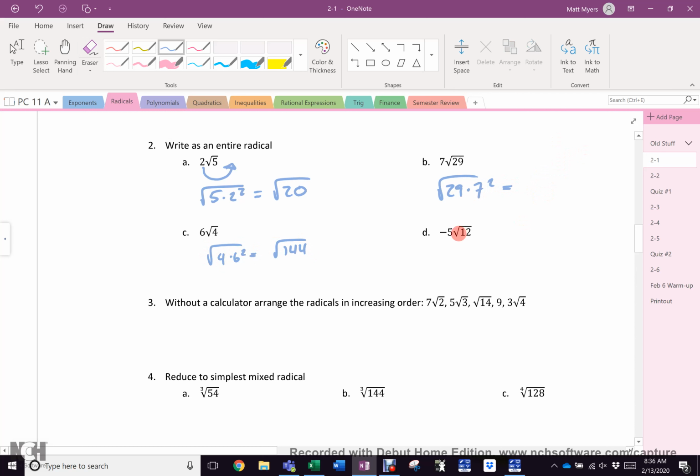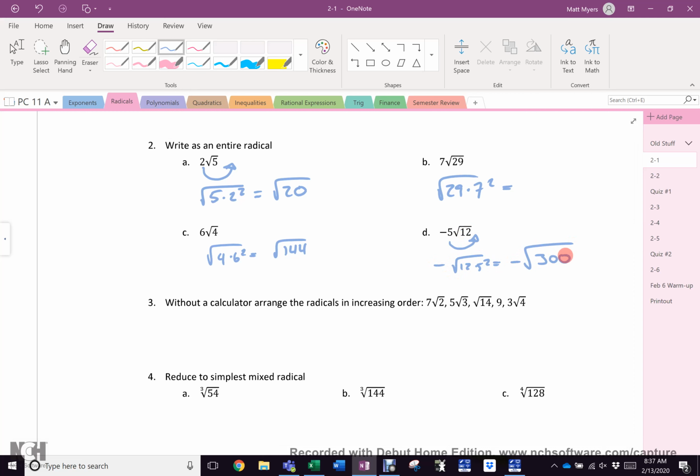And this one is tricky. What is going under there? 5 squared, not negative 5 squared. Because this answer, even though negative 5 squared and 5 squared are the same thing, this is a negative value, isn't it? So this has to be negative 12 times 5 squared, which is negative root 300. Everybody cool? Everybody can work both ways?